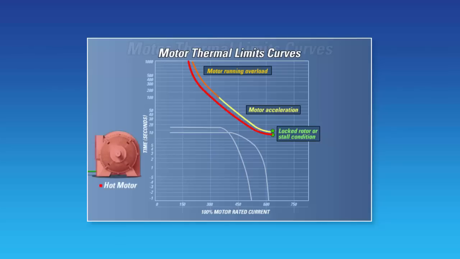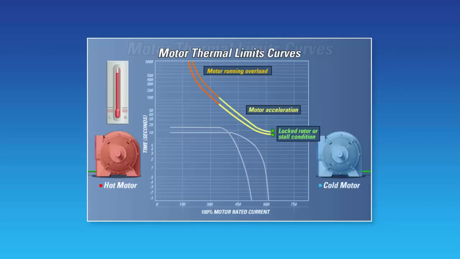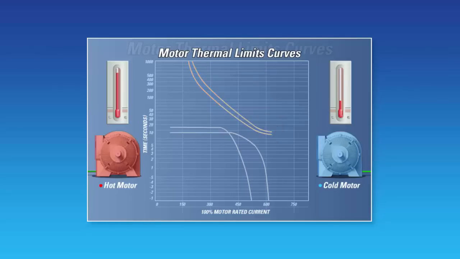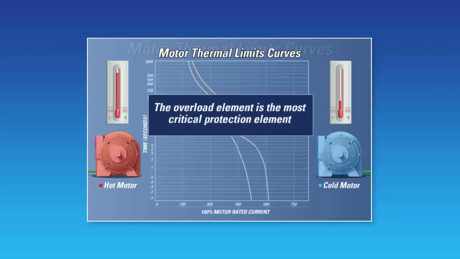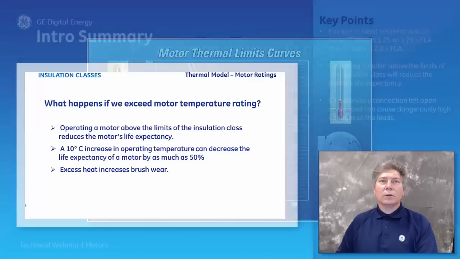A hot motor is defined as one that has been running for a period of time at full load, such that the stator and rotor temperatures have settled at their rated temperatures. Conversely, a cold motor is defined as a motor that has been stopped for a period of time such that the rotor and stator temperatures have settled at ambient temperature. For most motors, the motor thermal limits are formed into one smooth, homogeneous curve. The relay's overload element is the main protection element and is the most critical to motor protection. It is always active and cannot be shut off.